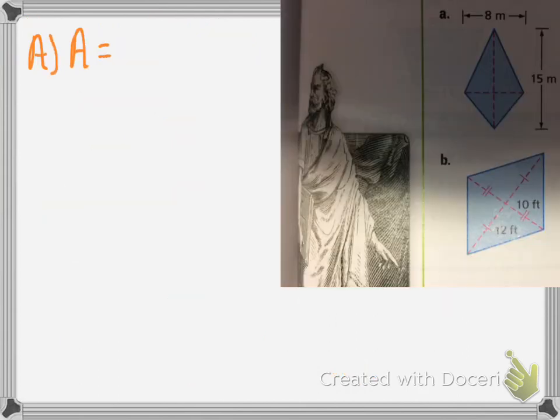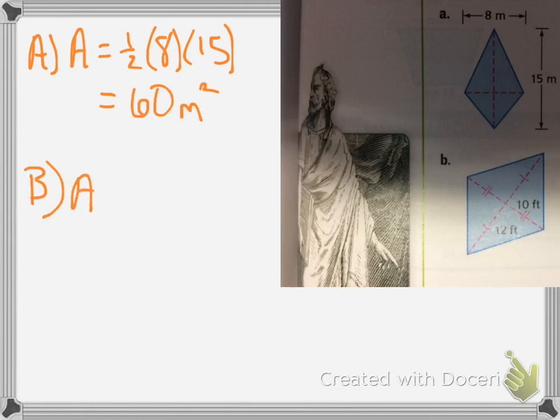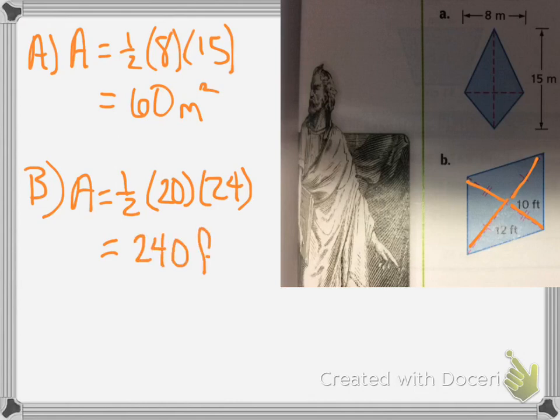For example, here's two examples. The first one is easy. All you got to do is 1/2 times 8 times 15, and you get 60 meters squared. The second one, okay, I'm going to put 10 and 12, but wait a minute, that's not right. That 10 and that 12 is only for half of the diagonal. It's not the whole diagonal. So that's 10 and 10, which is 20, and 12 and 12, which is 24. So the lengths of the diagonals completely are 20 and 24, and then I can multiply to get 240 feet squared.